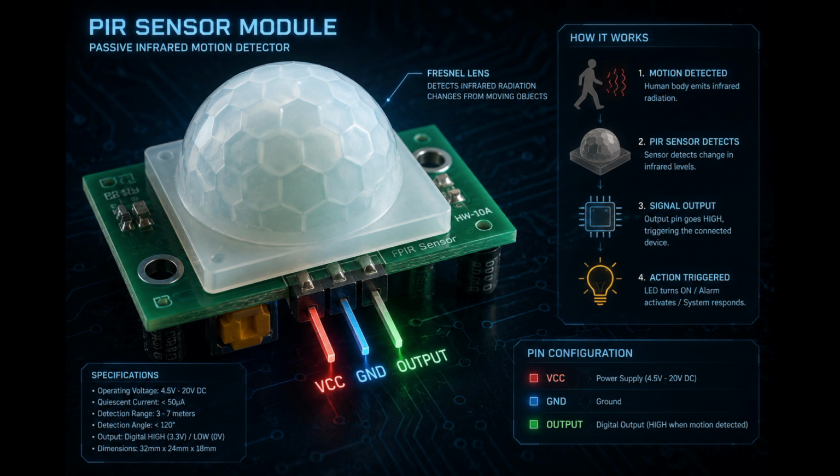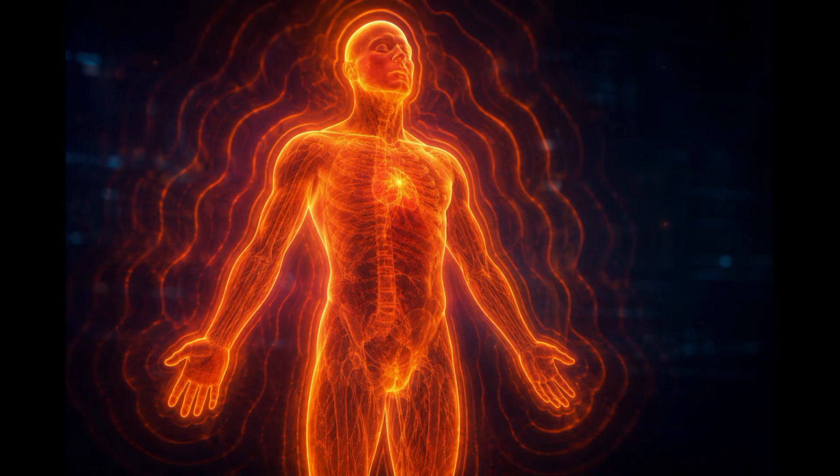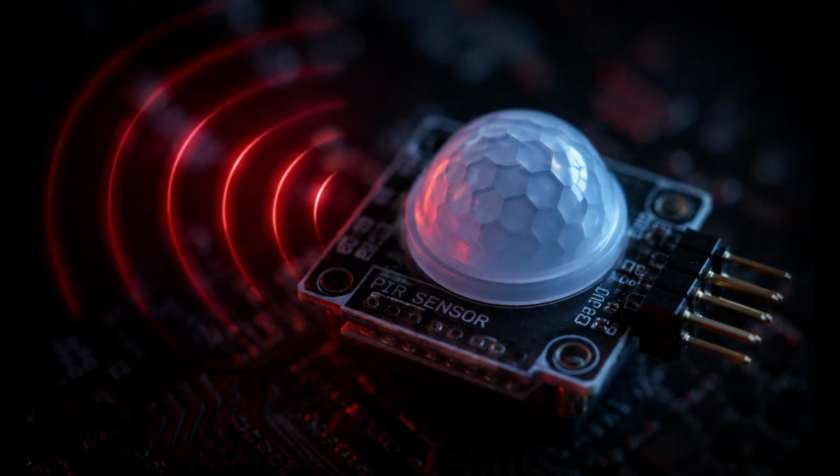Everything around us emits infrared radiation. Walls, animals, objects, and especially humans. Because every object above absolute zero temperature emits thermal radiation. To understand PIR sensors, we first need to understand infrared radiation.